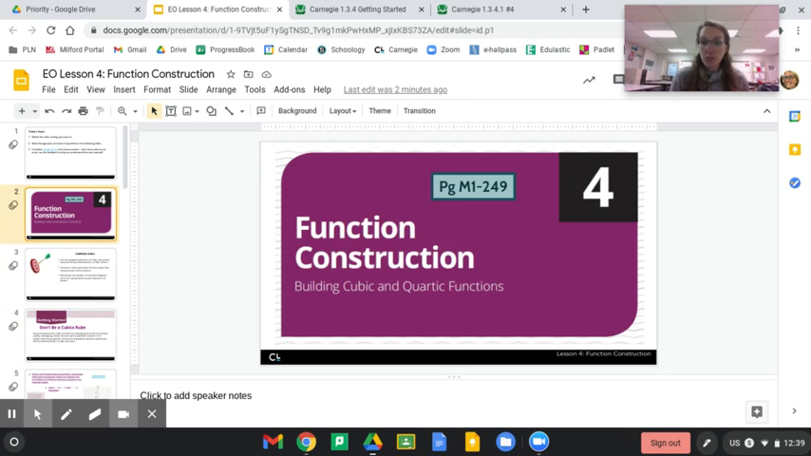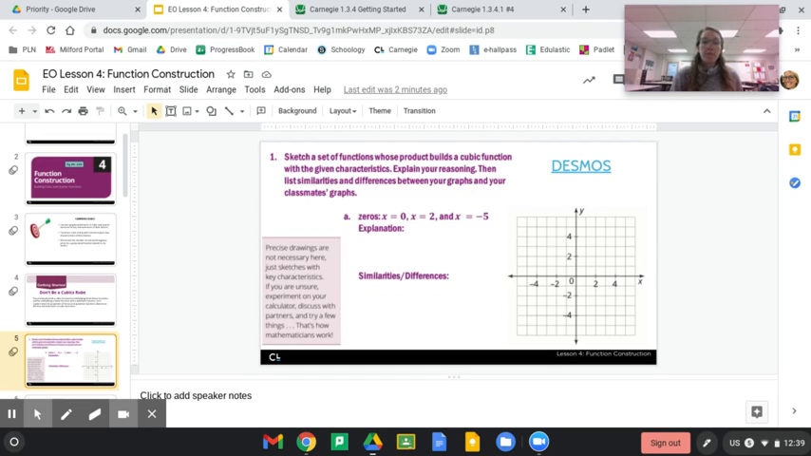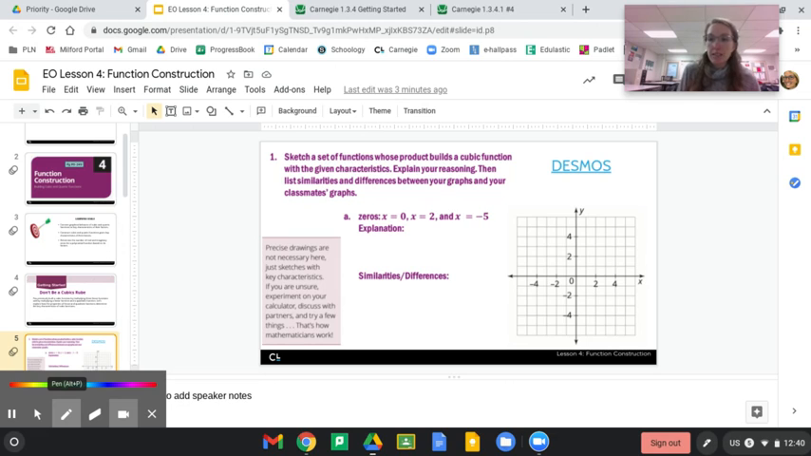First off, we're looking at page 249 for the function construction lesson. In this first getting started, I'm going to do this with you, and this is just a reminder of how the zeros work. We've talked about this in December, but just a reminder. It says sketch some functions that have these zeros that are cubic. There's a lot in this lesson that talks about comparing with your classmates, similarities, differences. Obviously, we're not sitting in a classroom right now for you to compare, so that part won't really apply as much today. It's more about coming up with the functions and coming up with these explanations.